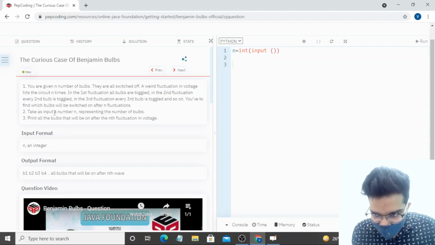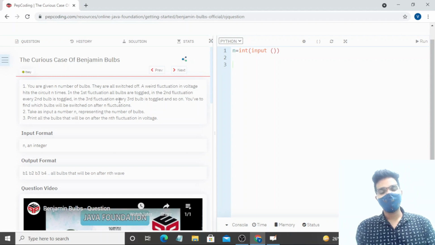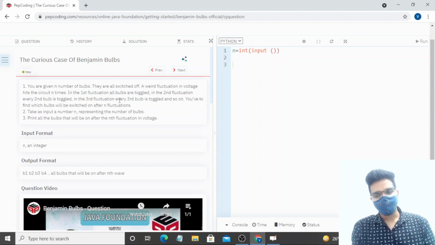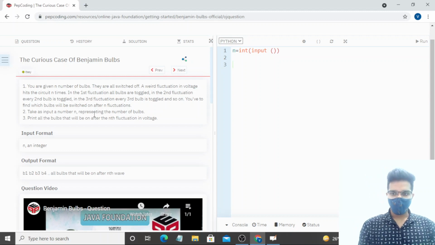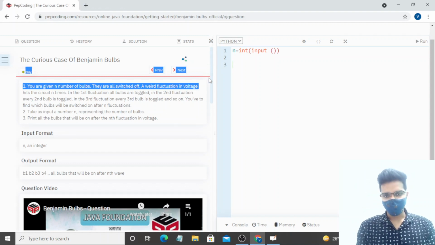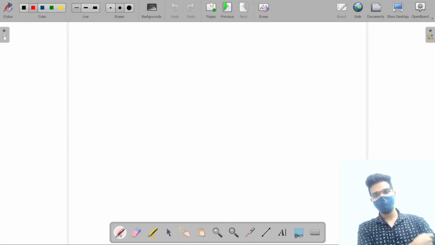Okay, so you must be wondering what toggle means. The bulb which is off gets turned on and the bulb which is on gets turned off. So in the input, we are given n number of bulbs and we are required to print all the bulbs that will remain on after the nth fluctuation. So let's understand our question better.